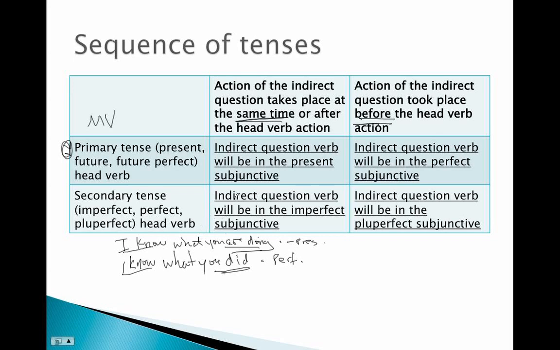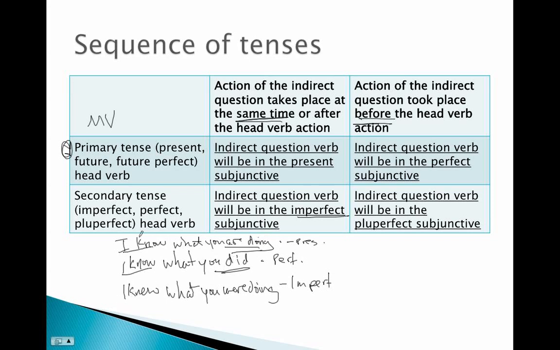Okay, moving on. If our main verb is in a secondary tense, our head verb, so I knew, it's a past tense, right? I knew is perfect or imperfect. And then the action of the indirect question is taking place at the same time. So I knew what you were doing, that verb is going to be in the imperfect subjunctive. So I knew what you were doing, imperfect.